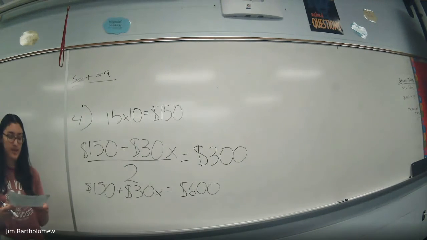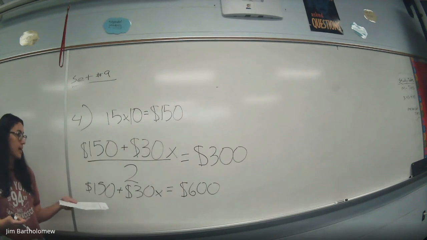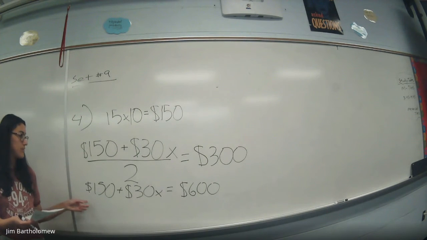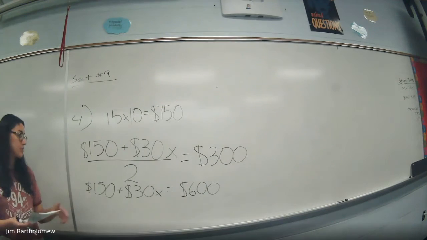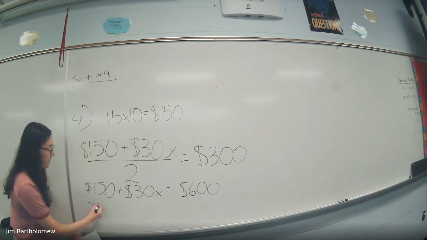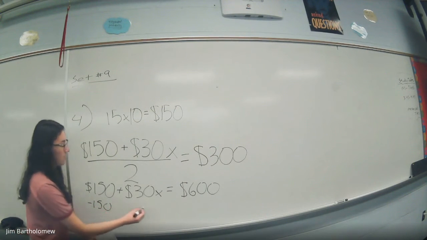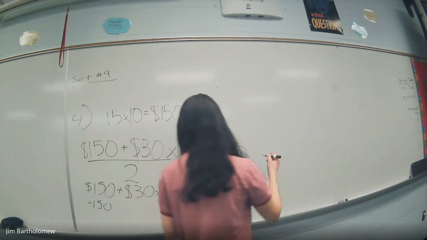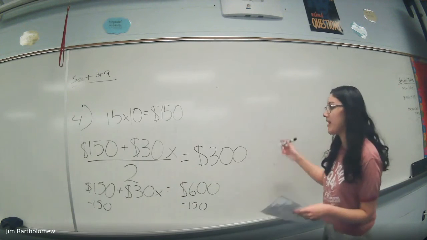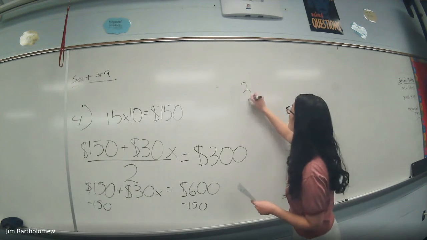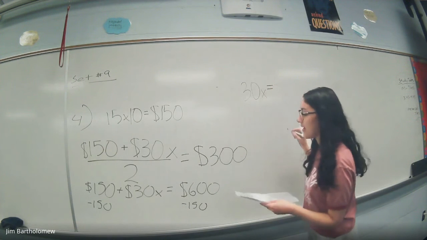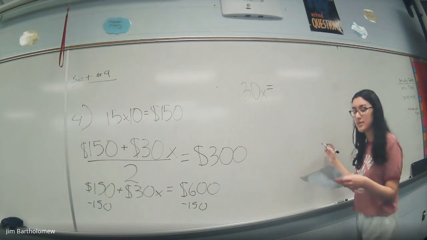Now we can combine like terms. So we already have 30x on one side. Let's combine 150 and 600. So we need to bring the 150 over to the right. So that means we have to subtract by 150. So that gets 30x by itself. And on the right side, 600 minus 150 is 450.